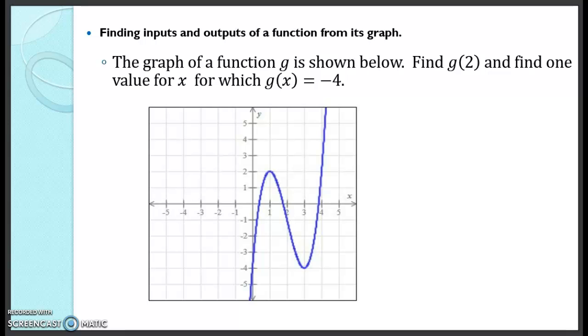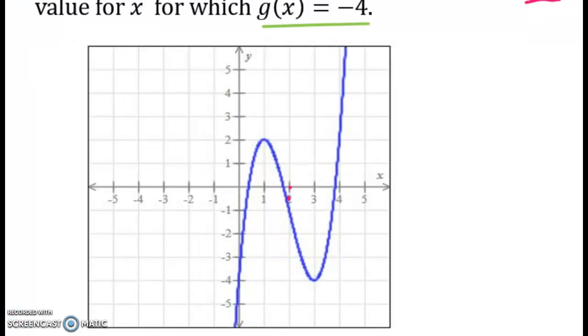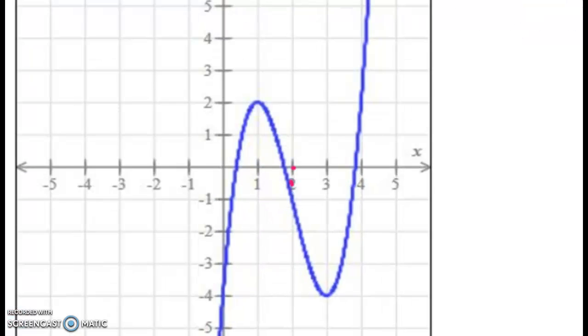This is going to be our last example for this one. We are given the function g and told to find g of 2 and one value for which g of x equals 4. So g of 2, remember this inside is our x value. So our x value is 2. What is our y value? Our y value is about -1.